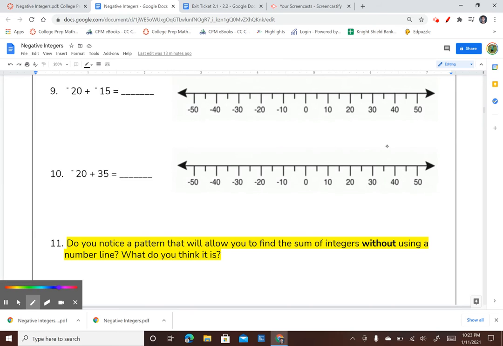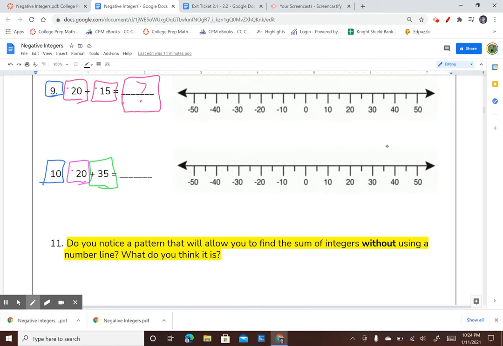So if we take a look at what this question is asking, we can refer to problems 9 and 10. So here we see problem 9. We're working with two negative numbers. We have -20 and -15. So what do we get for an answer when we add two negative numbers? And then the same goes for question 10. But here we see one negative number and one positive number. What does that do to our answer here?